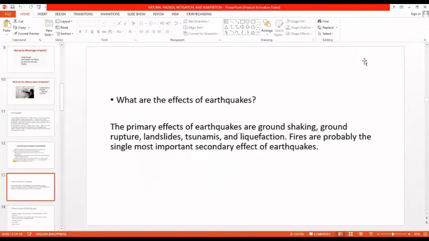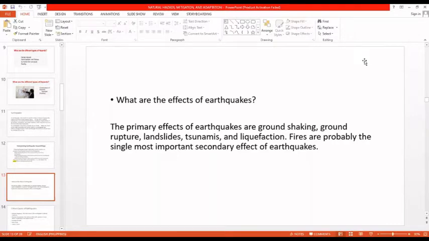So what are the effects of earthquakes? The primary effects of earthquakes are ground shaking, di ba? Ground rupture, landslides, tsunamis, and liquefaction. Fires are probably the single most important secondary effect of earthquakes. So bakit secondary effect siya?